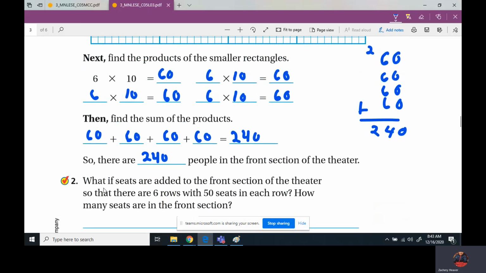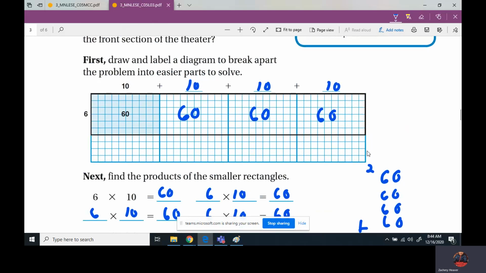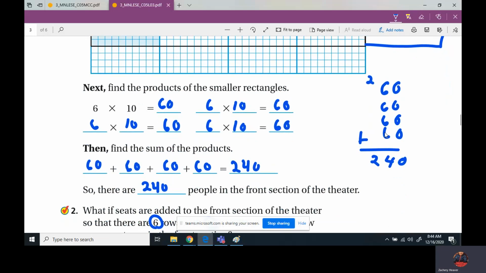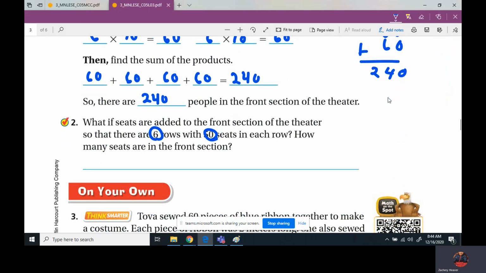What if there are seats added to the front section of the theater so that there are 6 rows of 50 seats? How many seats would there be? So we have 6 rows. Let's say they added another row. Another 10. So now instead of 40, we have 10, 20, 30, 40, 50. This would still be 60. And all we have to do is add 60 more to 240. So we take 240 plus 60, and let's do it right here.